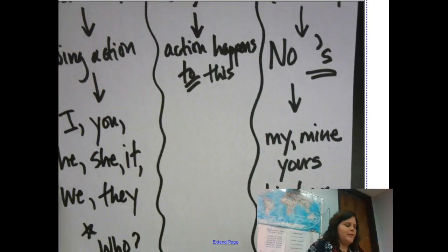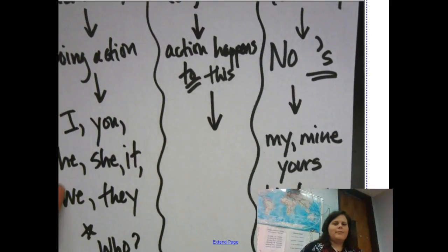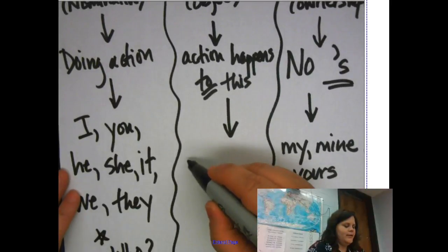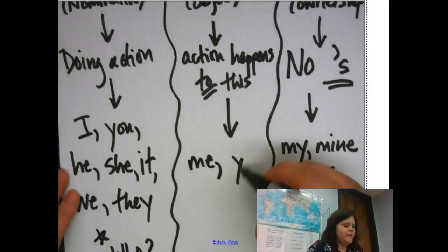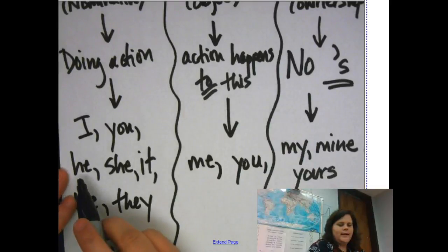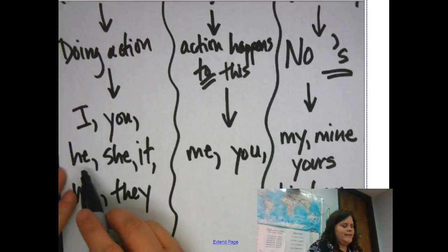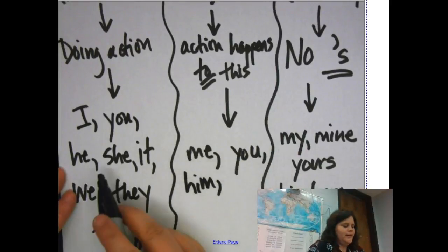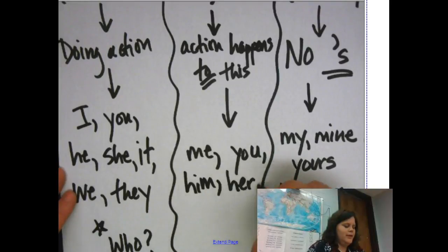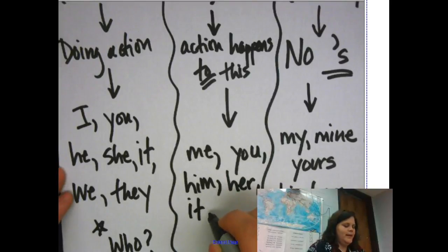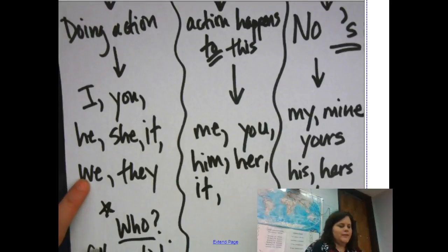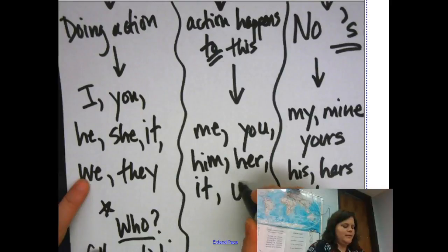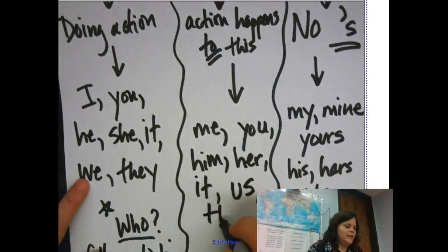Let's move on to object pronouns. These are going to be if something's happening to that pronoun. So instead of saying I, you would say me. You always stays the same. Instead of saying, you know, I kicked he, you'd say I kicked him. And don't kick people. Instead of she, you'd say her. It works the same. Instead of saying we went to the movies, if you went with us, that's what you would say, and you would say them.